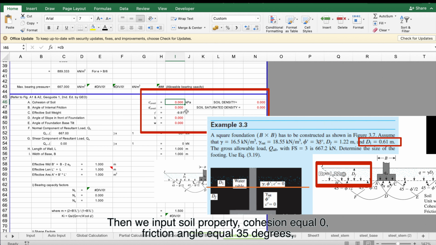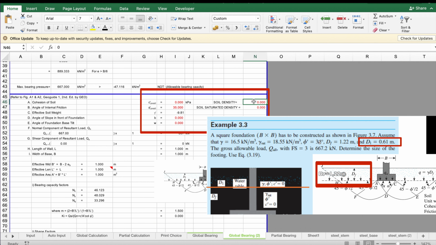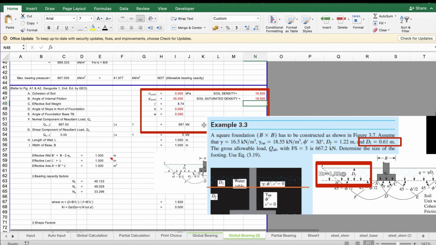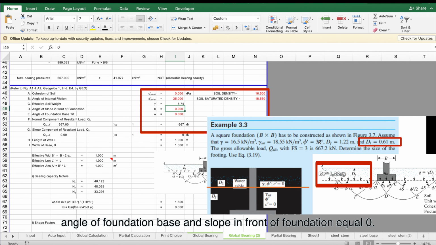Then we input the soil properties. Cohesion equals 0. Friction angle equals 35 degrees. Soil density equals 16.5 kN per meter cube. Saturated soil density equals 18.55 kN per meter cube. Angle of foundation base and slope in front of foundation equal 0.